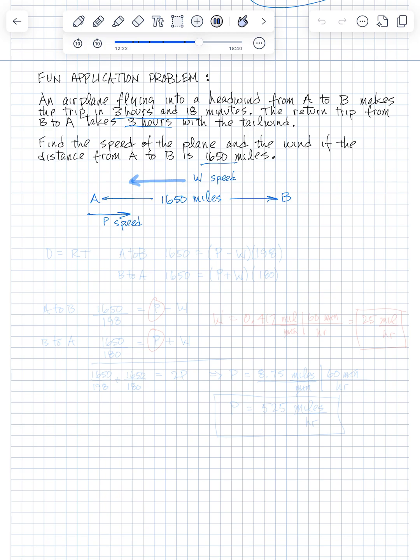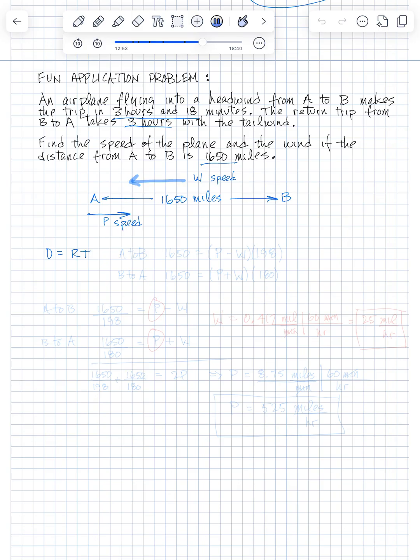Okay, and then the trip from B to A is just the reverse. The wind is still going in the same direction, though. So what we have is two unknowns, the wind speed and the plane speed. That tells us we need two equations. Well, the overriding equation is distance is equal to rate times time.